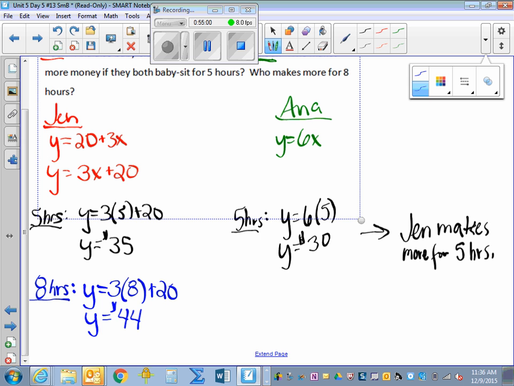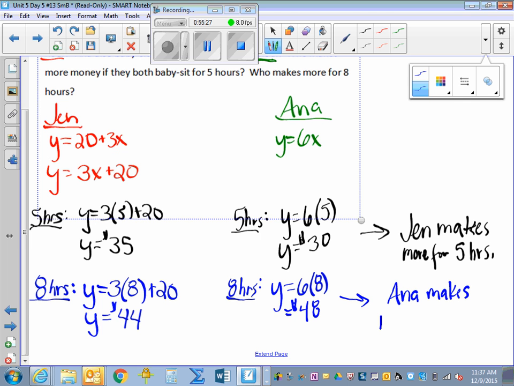Let's see what Anna makes. Alright, so again, 8 goes in for x. So 6 times 8 is 48. So Anna makes $48 for 8 hours. So who makes more for 8 hours? Well, Anna makes more for 8 hours. And for these, make sure you're actually showing all your work to support this here.